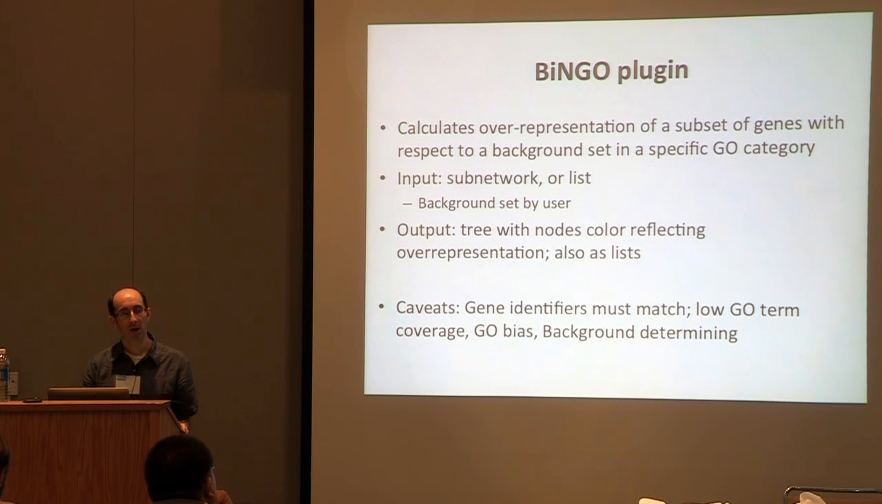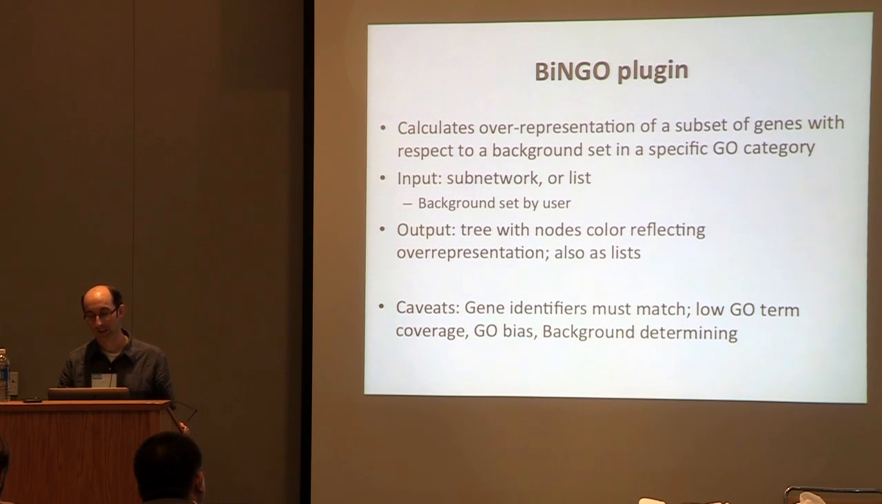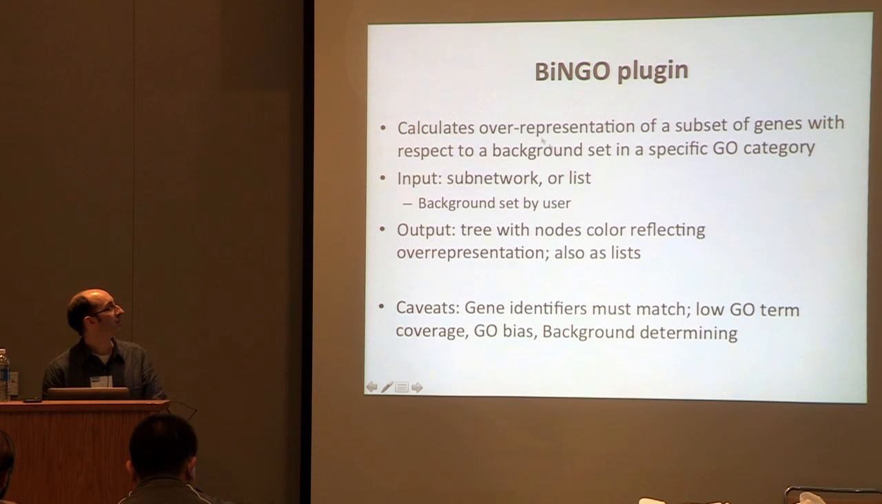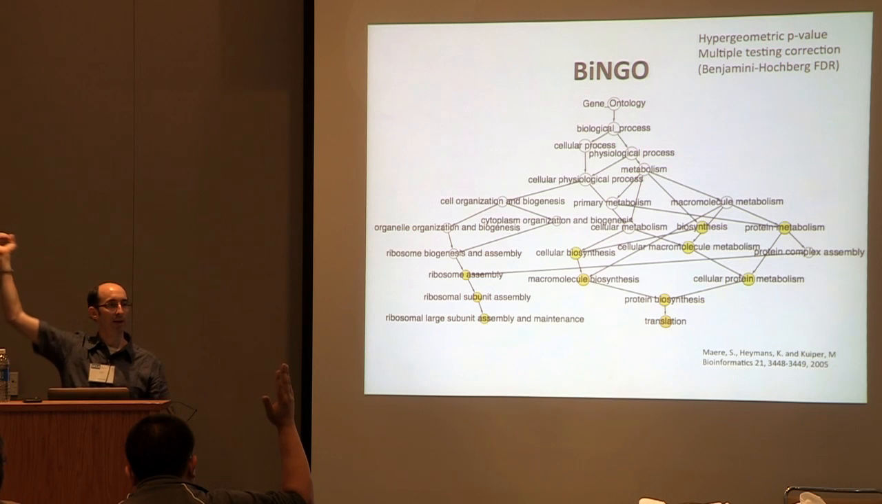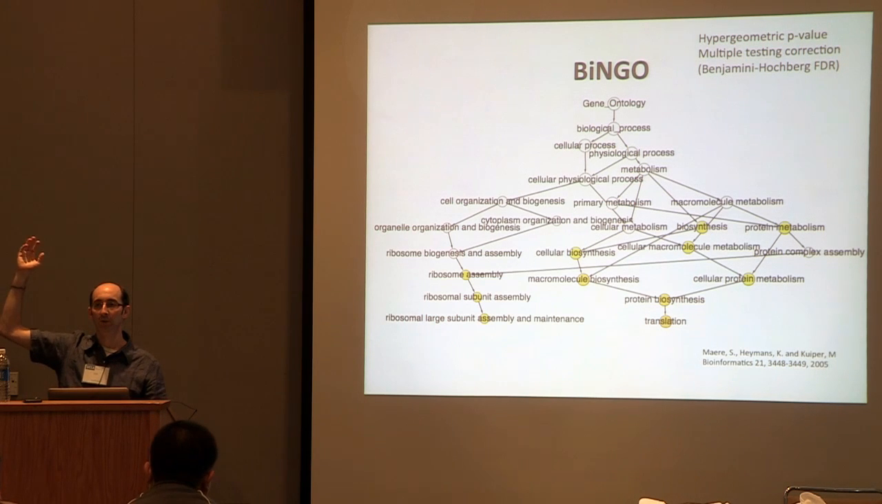Okay, so the most popular plugin actually for Cytoscape is called Bingo. It does overrepresentation analysis of genes that you select in a network with respect to a background. How many people know about Go enrichment analysis? Okay, how many people have not heard of Go enrichment analysis?